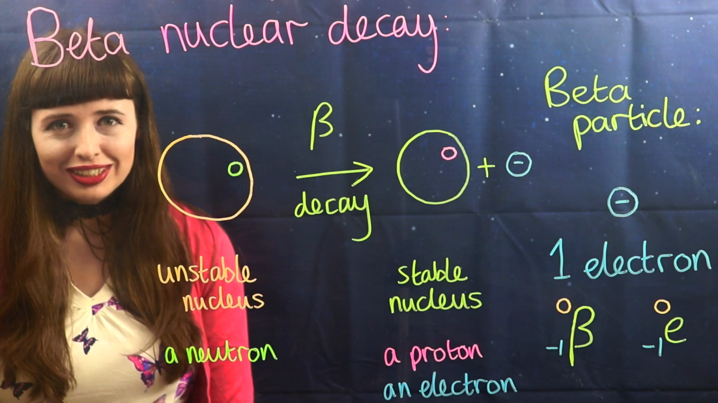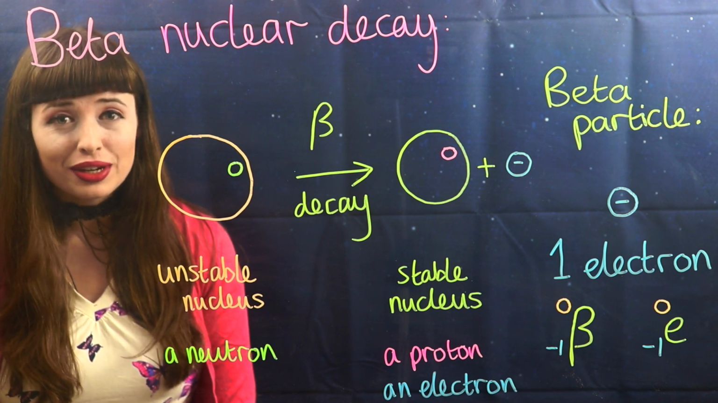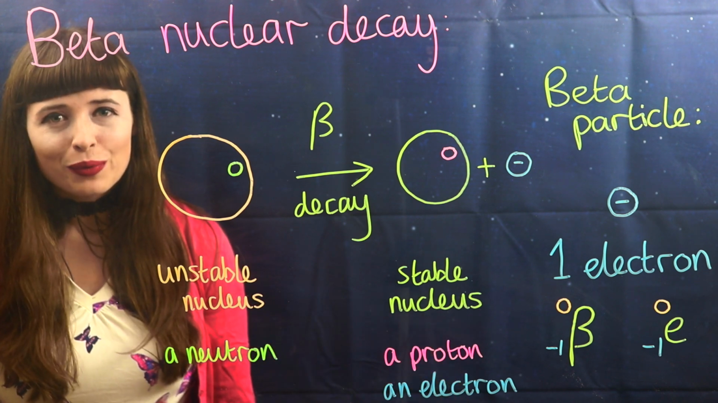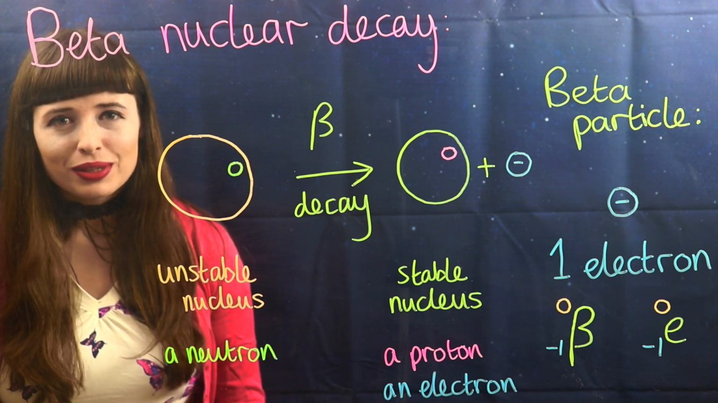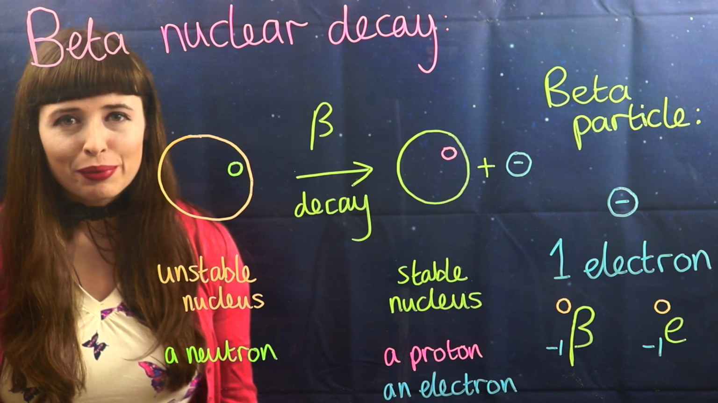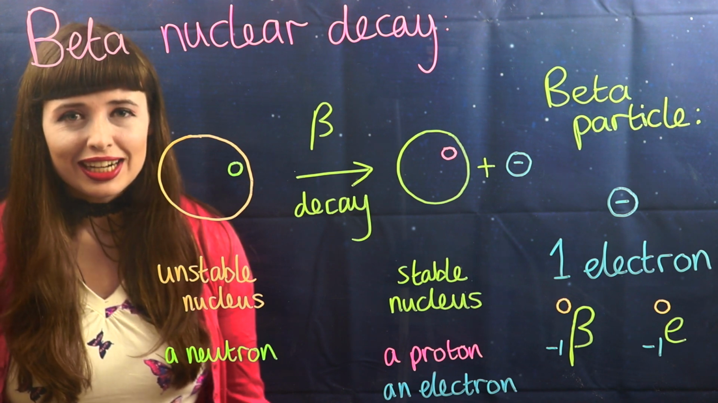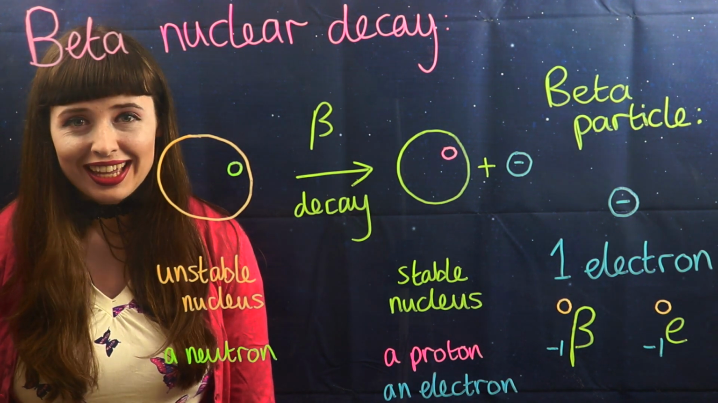The second type of nuclear decay we're going to look at is beta decay, which occurs when a down quark is converted into an up quark. Here you can see the process of beta decay. We begin with the unstable parent nuclei, and within that unstable parent nuclei, a neutron decays to form a proton and a high energy electron. The high energy electron which is emitted is what we call the beta decay.